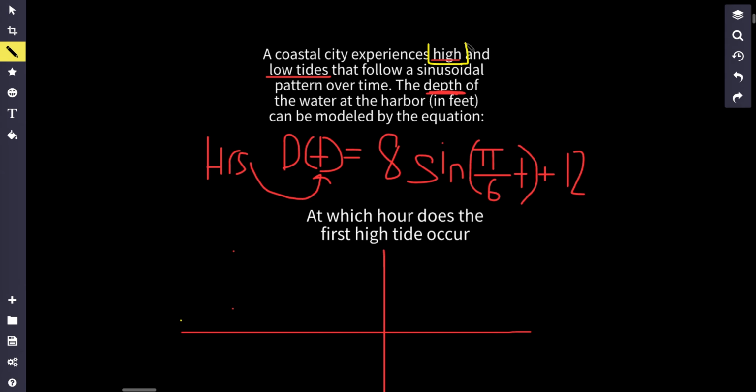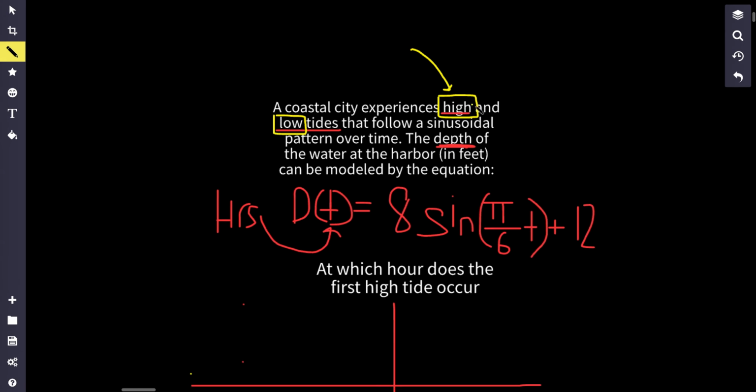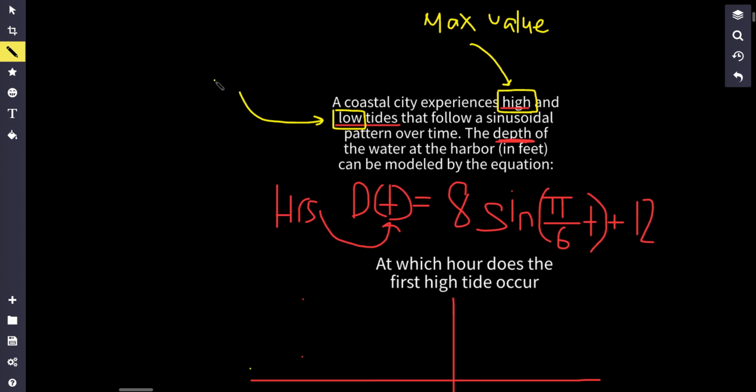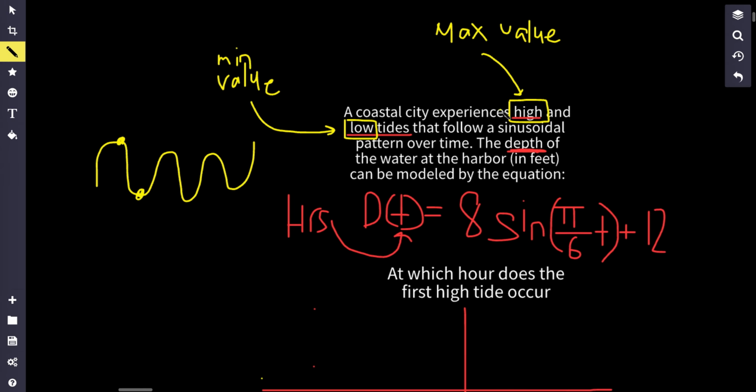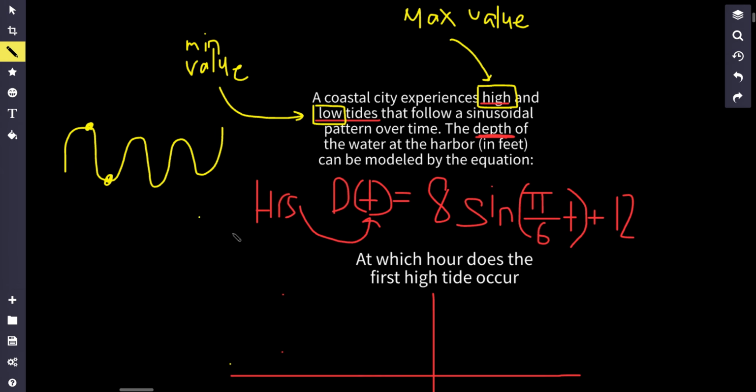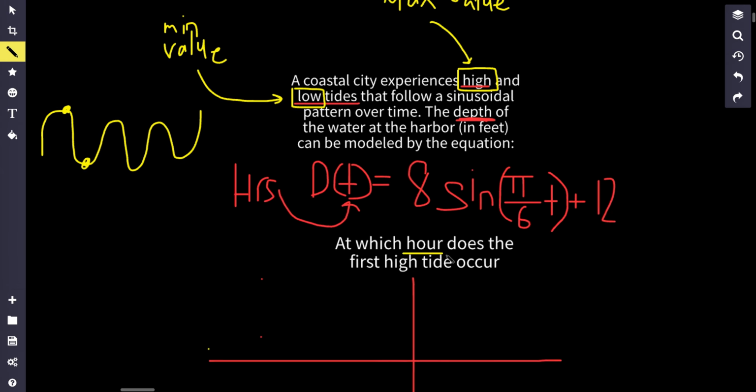Now, whenever in a trig word problem you see high and low, high represents the maximum value, okay? Whenever you hear high and low in a sinusoidal problem, high usually represents the max value, and low represents the min value, or the minimum value. Because remember, a sinusoidal function looks like a wave, right? There's going to be a maximum value and a minimum value. And we're saying a coastal city experiences high, which can represent the maximum value, and low tides, which can represent the minimum value.